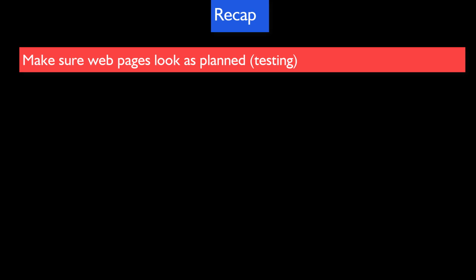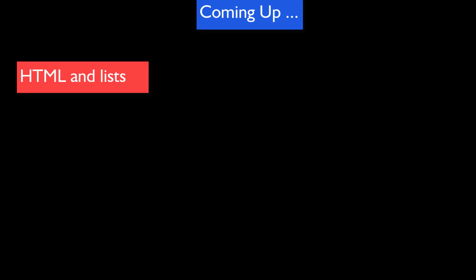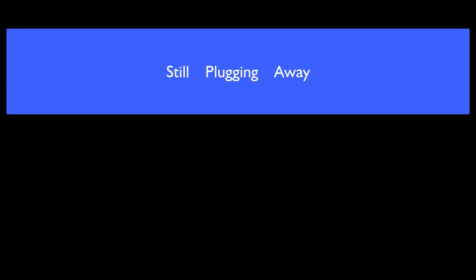So in this lesson, we focused on making sure your web pages look like you planned, testing, and looking for the source of errors and correcting errors you find, debugging. In the next lesson, we see how HTML can handle lists, and some of this might actually help with layout errors you encounter. See you there.